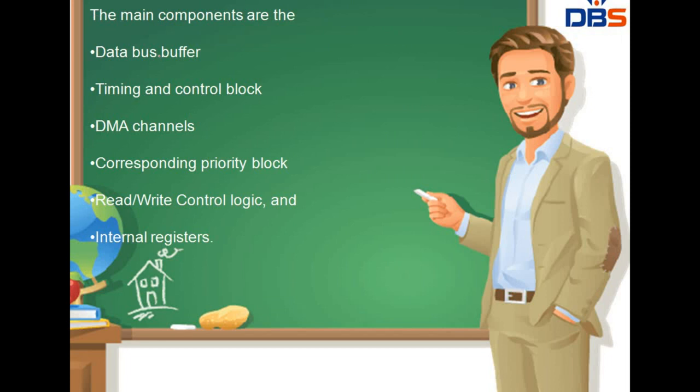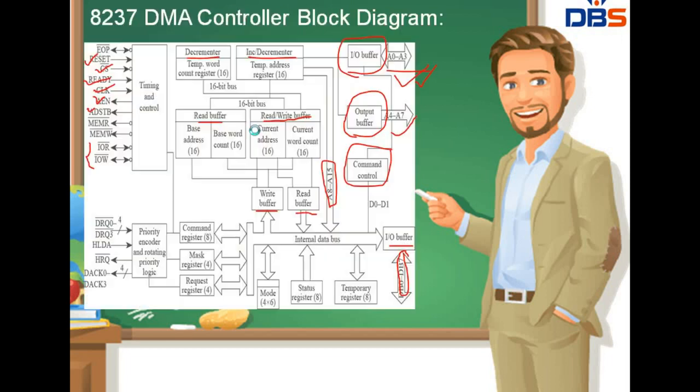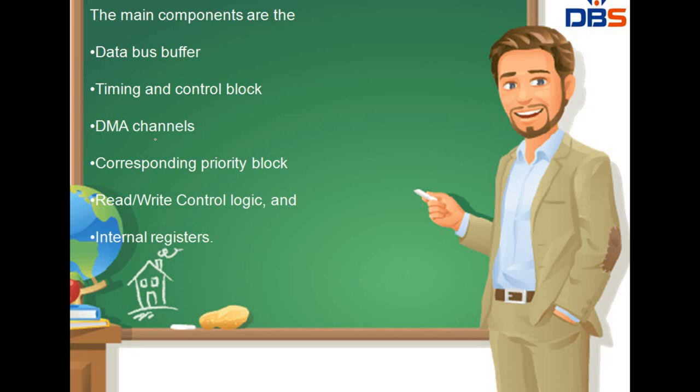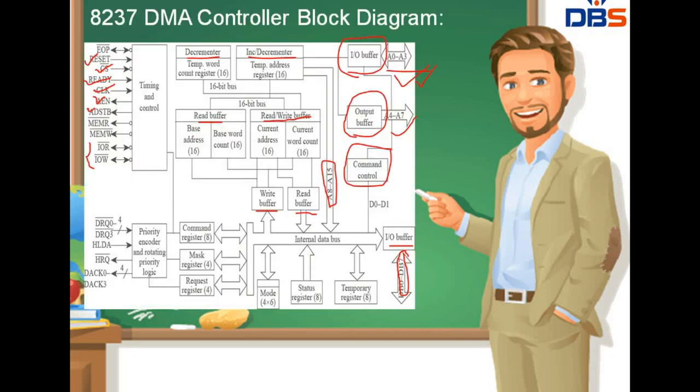Coming to what the main components are here: the data buffer and bus buffer, the timing and control block, the DMA channels, the corresponding priority block, the read write control logic, and the internal registers. See here, we have the internal registers: base address register, base word count register, current address register, current word count register, temporary address register, and temporary word count register. These are the important registers.